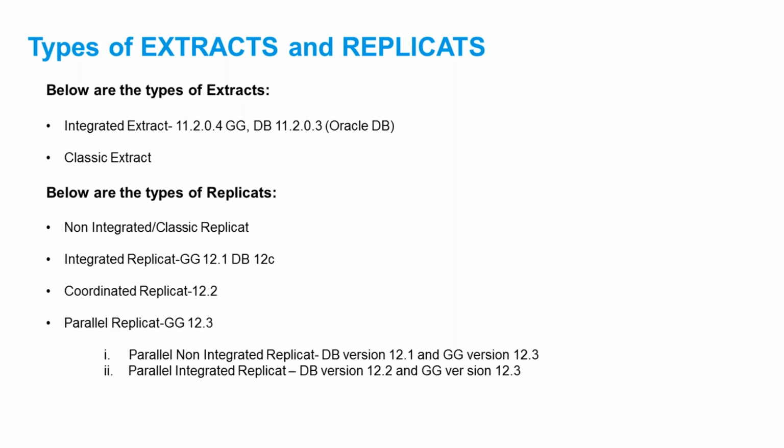Parallel replicat is again of two types: parallel non-integrated replicat and parallel integrated replicat. So basically non-integrated and integrated have been converted to parallel now. You have the option of creating either parallel non-integrated replicat or parallel integrated replicat. Parallel non-integrated replicat is available from database version 12.1 and Golden Gate version 12.3. So for configuring parallel non-integrated replicat, the minimum Golden Gate version should be 12.3 and database version 12.1. And for configuring parallel integrated replicat, the Golden Gate version should be 12.3 and the database version should be no lesser than 12.2.